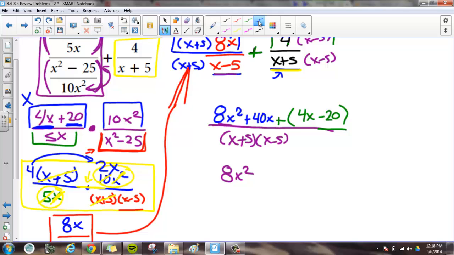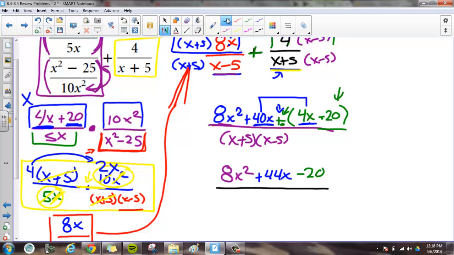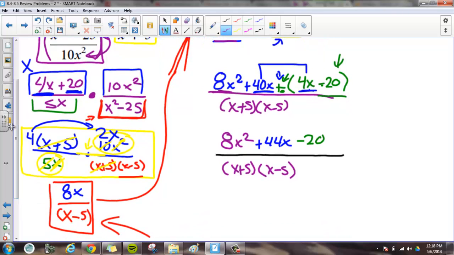Then I'm going to look at all my x terms. Here's an x term. There's another x term. So I have 40x plus 4x, which is 44x. And then finally, my constant terms. I only have one constant term. I'm adding negative 20, so that means minus 20 right there. And this is all over x plus 5, x minus 5.